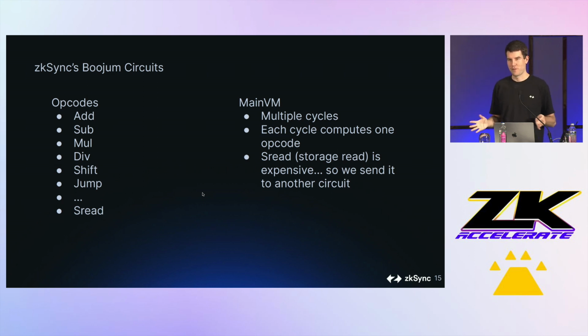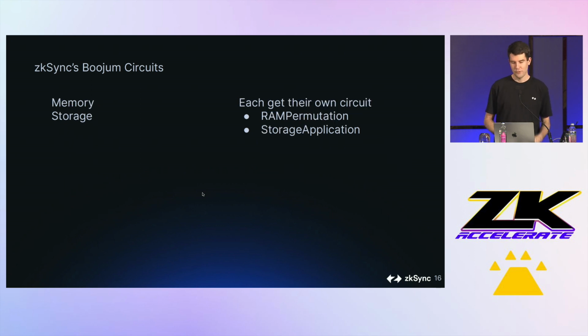Storage read is expensive, so theoretically we could just put everything in one giant circuit, but that's going to hurt performance because some of these operations are very slow and some of them are fast. So our main VM circuit only does the very quick operations such as addition, and it will also post to another circuit more expensive things such as storage read. So we have other circuits: memory is handled by the RAM permutation circuit, and storage is handled by the storage application circuit.